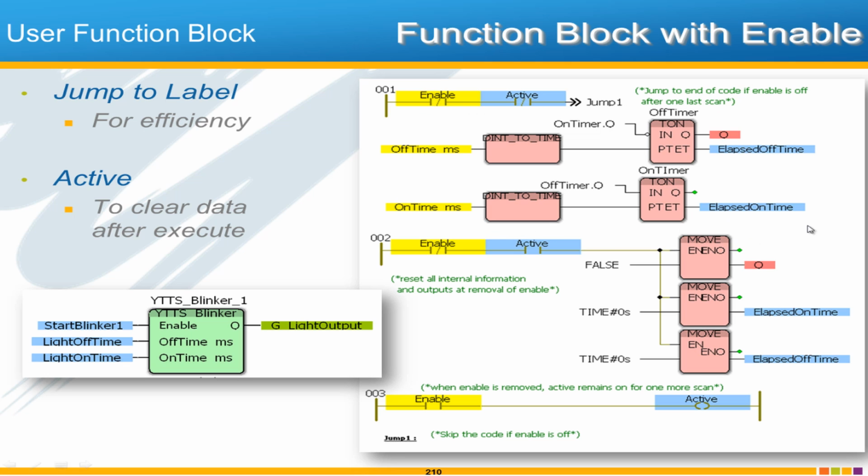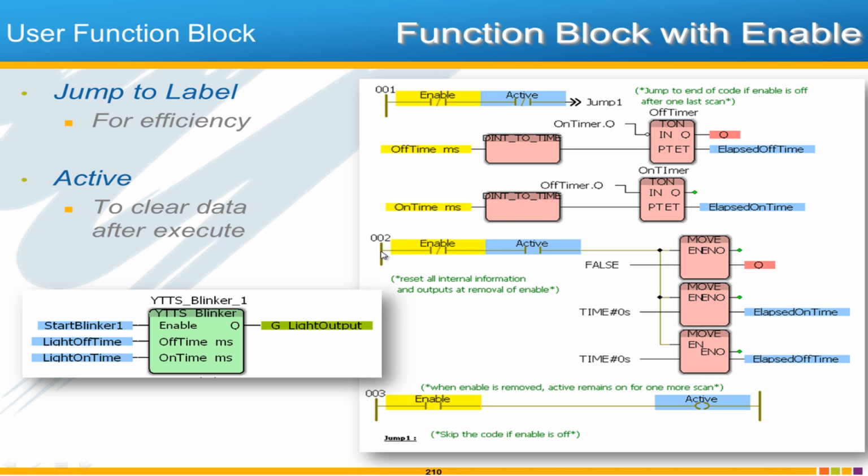This is the core of the blinker. And what we'll do is we'll add an enable input, and we'll use an internal active variable. We'll also use a jump. And so if we're not enabling, then what this does here is it will jump to the end, the bottom of the code, and just skips everything. So we don't even execute any of this code.